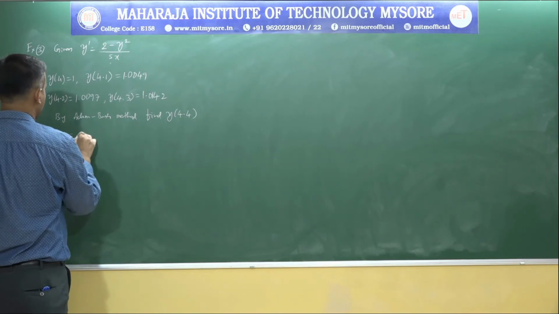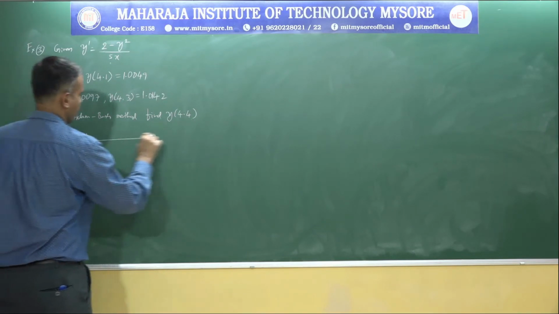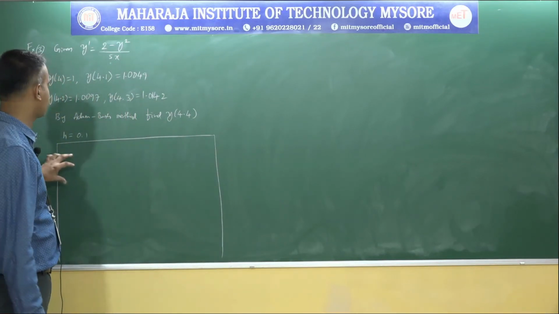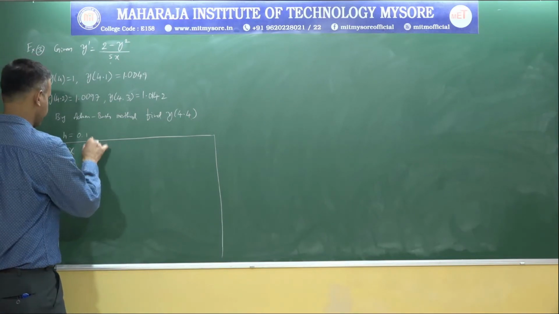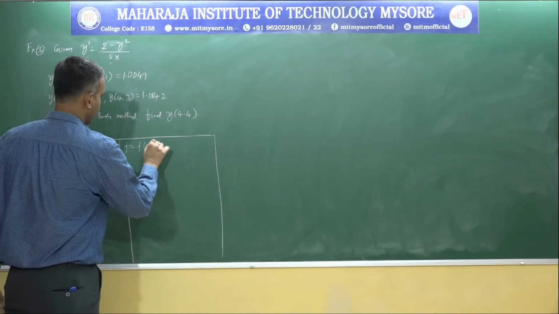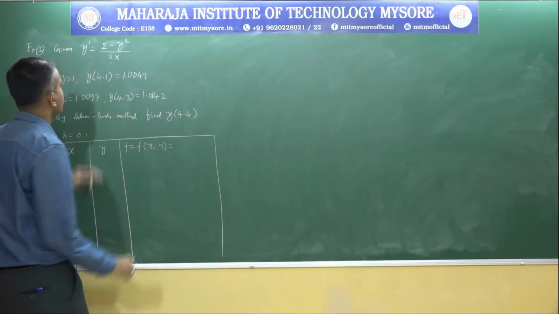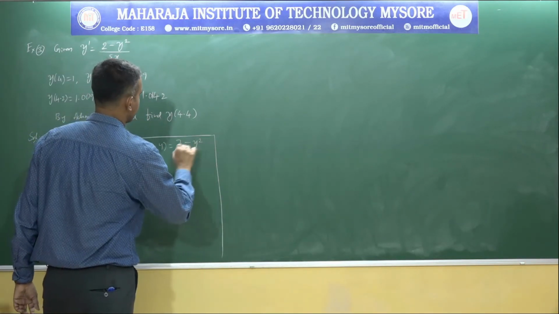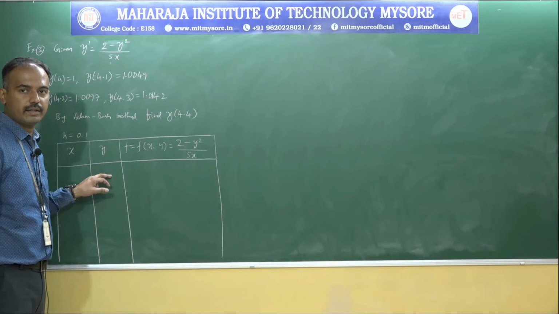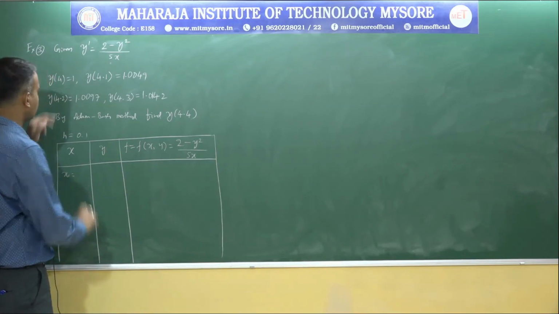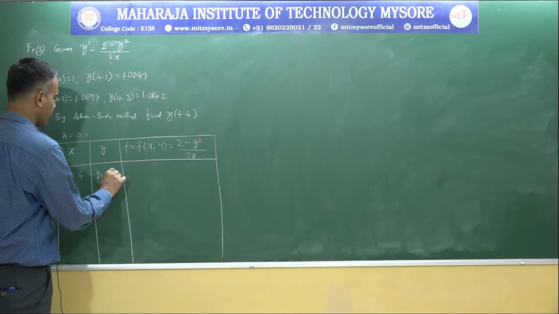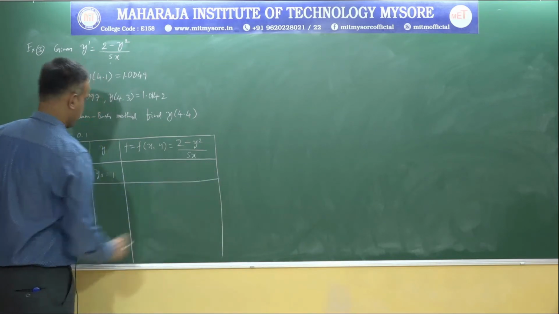h equal to 0.1. First, represent the initial data in table form: x, y values, and the f function, f of x comma y, which is given as (2 minus y square) over 5x. Now the initial data: y of 4 equals 1, so x0 is 4 and y0 is 1, the first initial data.